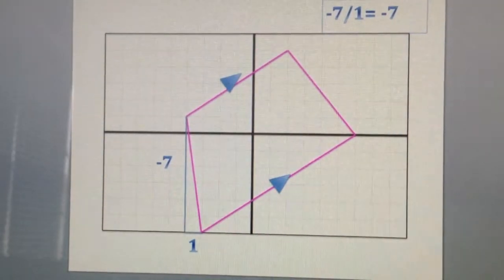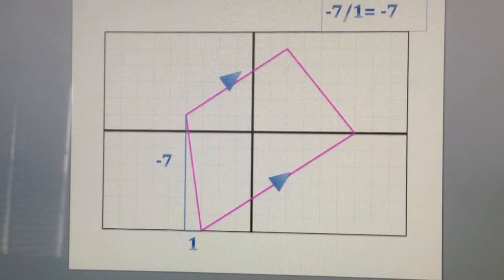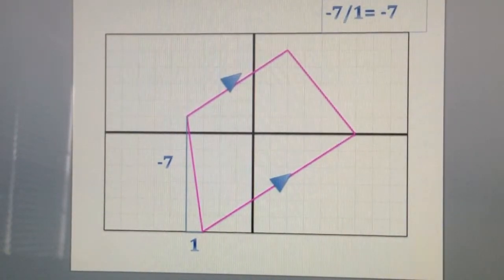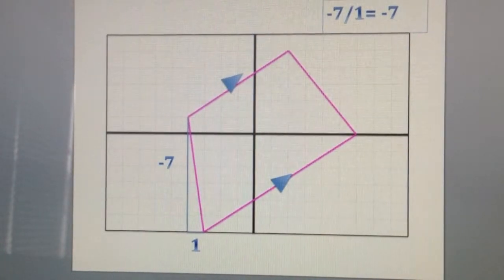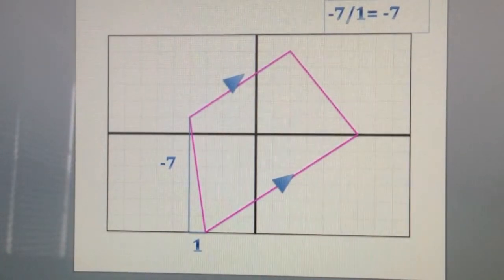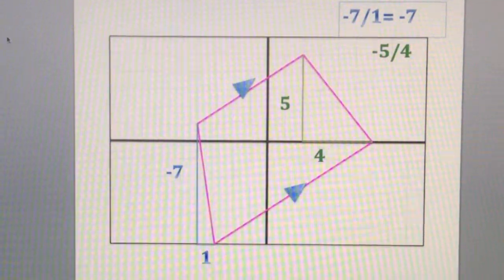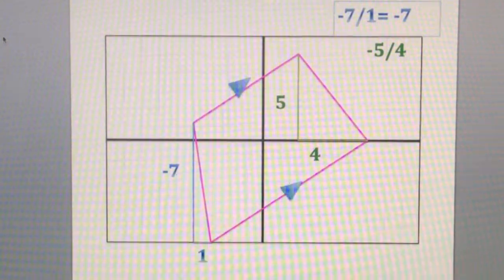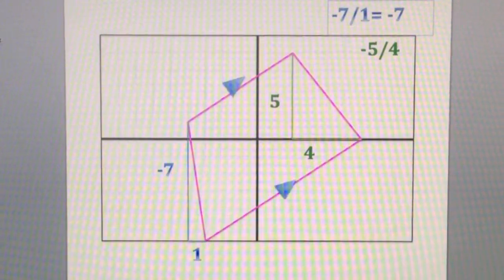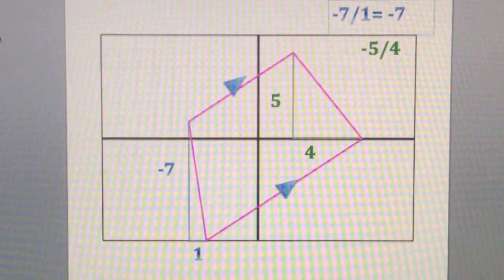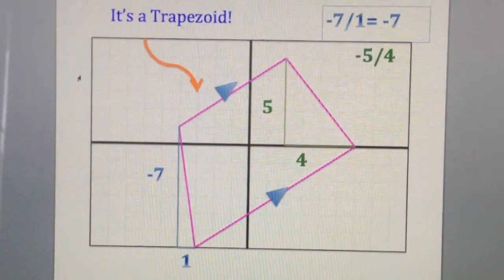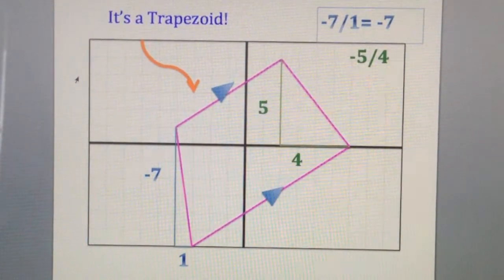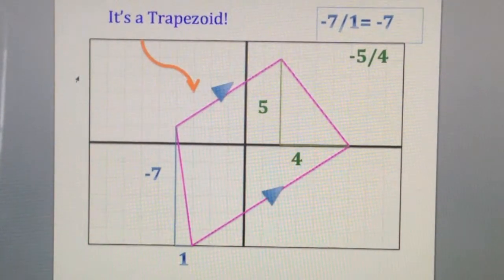Now to start on the other pair of opposite sides. I started on the left side of the figure and calculated that the slope is -7/1, which simplifies to just -7. After that, I went to the opposite side, or the right side of the figure, and found that its slope is -5/4, which cannot be simplified. -7 does not equal -5/4, meaning that the slopes are not congruent. If the slopes are not congruent, the sides are not parallel.